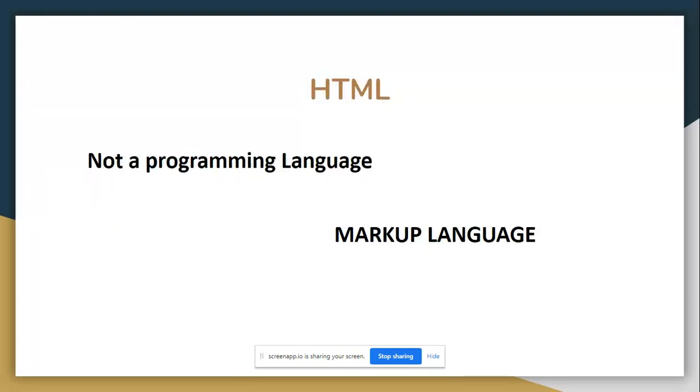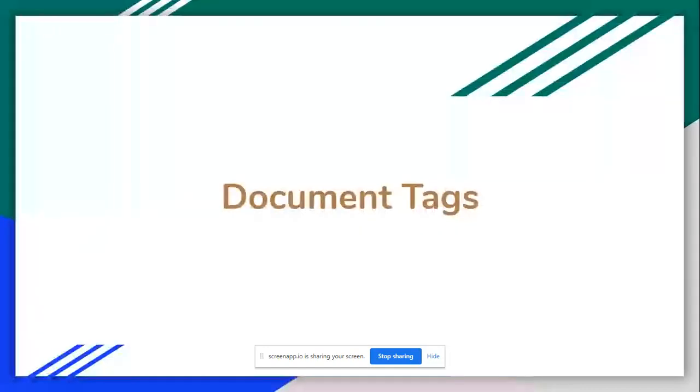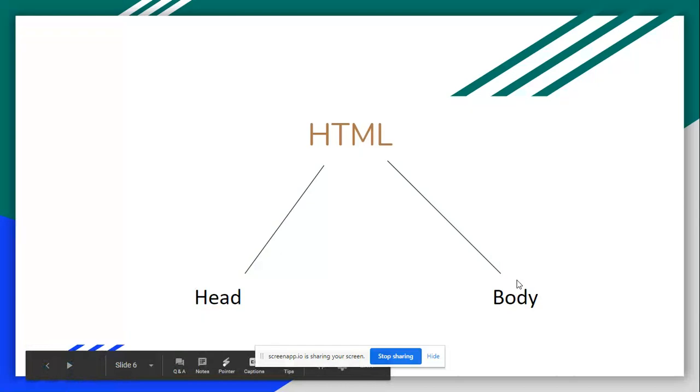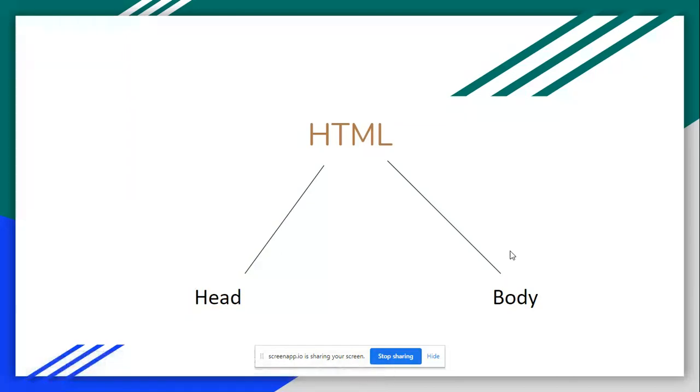HTML is not a programming language, but it's a markup language. It uses markup tags to describe web pages. There are multiple tags, and the ones which we are going to look at now are document tags. Document tags are the tags which you require for every HTML page you create. The HTML document has two distinct parts, a head and a body. The head of your HTML document is where you enter the title of the page.